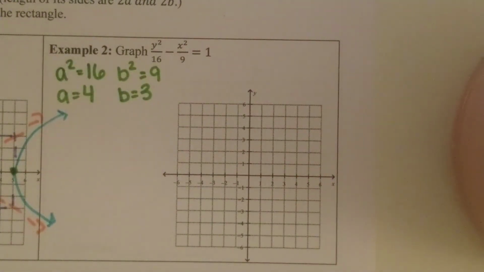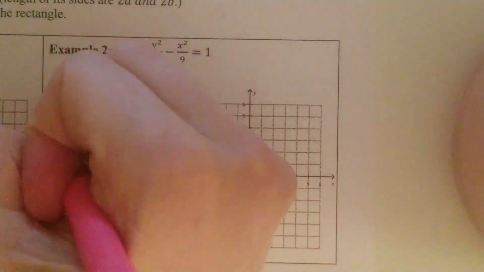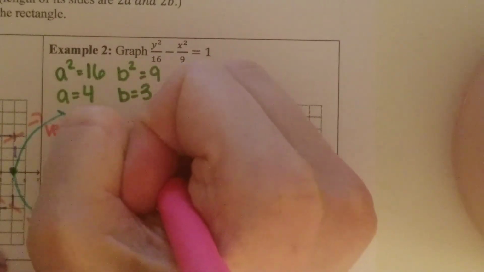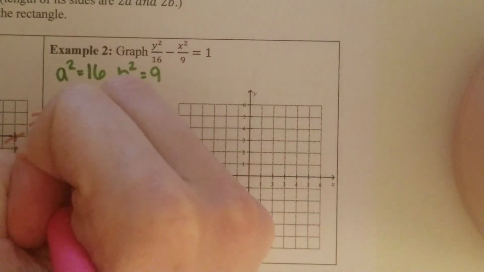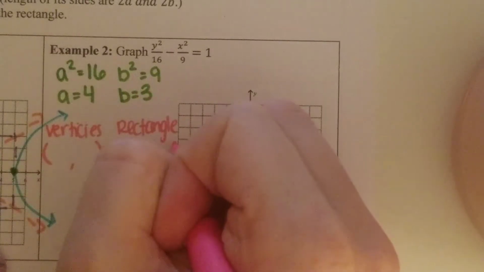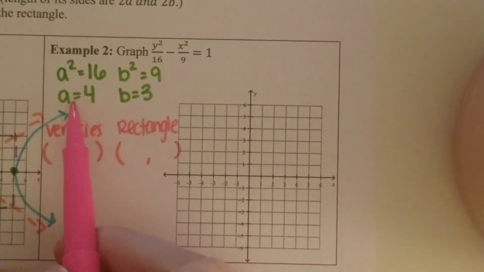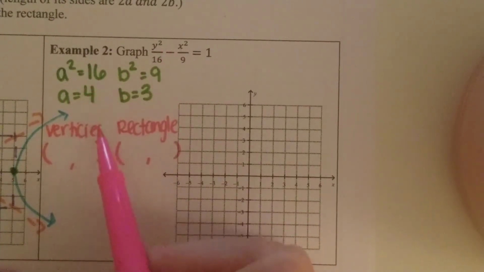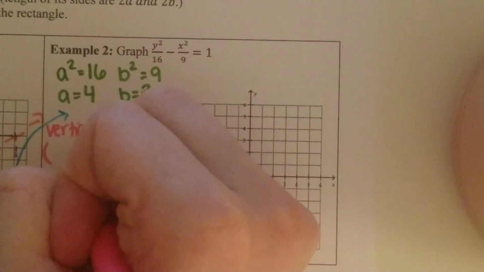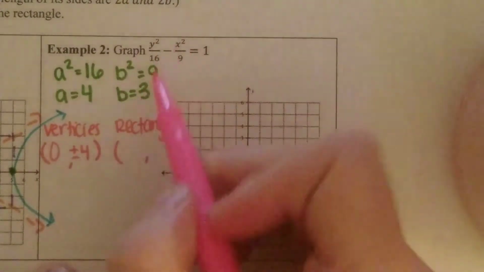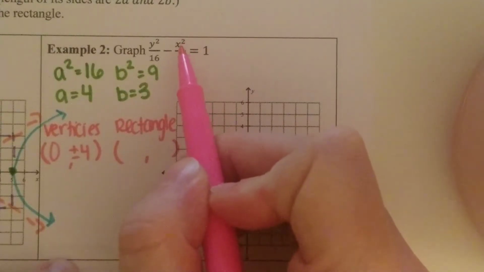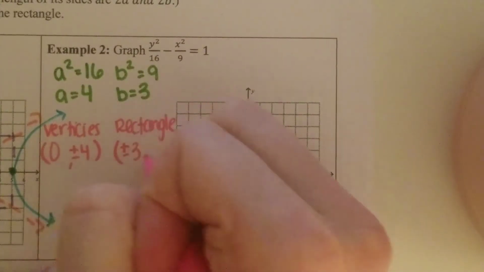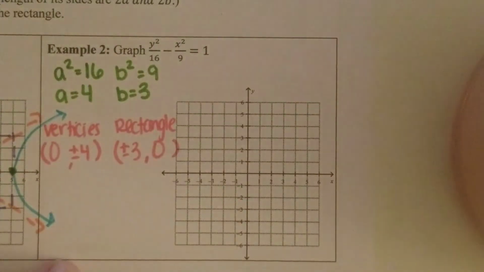So now we have to figure out our vertices and our rectangle. So a was under the first one, which is y squared. So our 4 is going to go in the y spot. So we have ±4 in the y spot. Our b, if we follow it up, was under the x squared. So our 3 is going to go in the x spot. So ±3 there, 0 in the other.